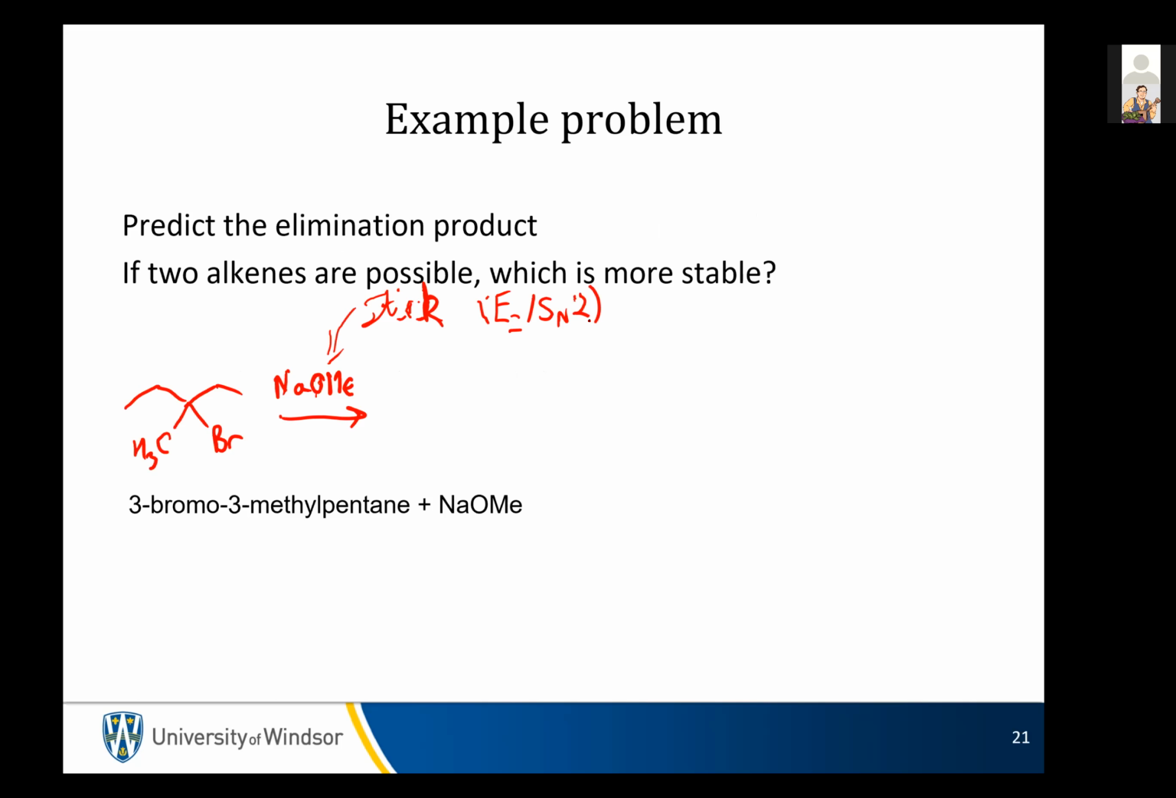So E2, SN2, that's what we favor because it's strongly negative. It's not sticky, so it's E2, SN2. This is because it's a big negative. I'm really sorry for this. But we've got a tertiary leaving group. And now we know that SN2 does not work on tertiary leaving groups.